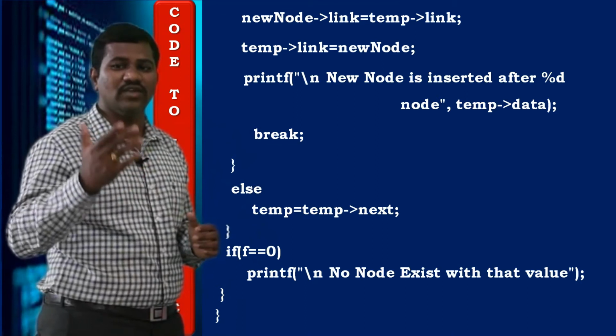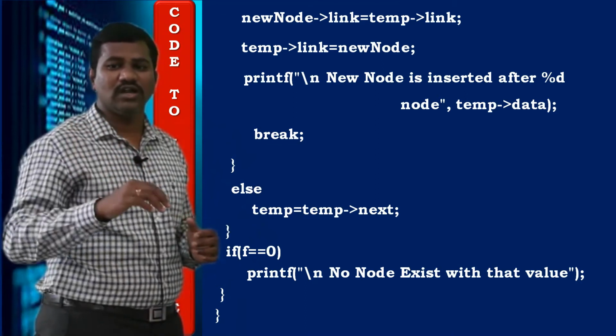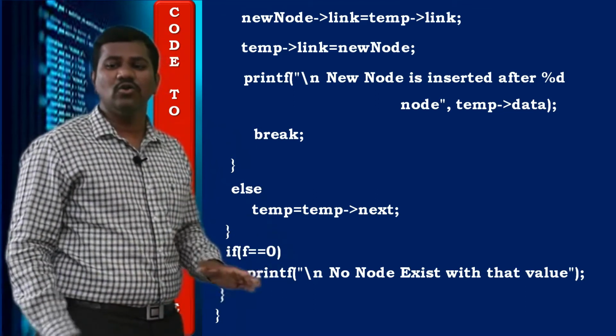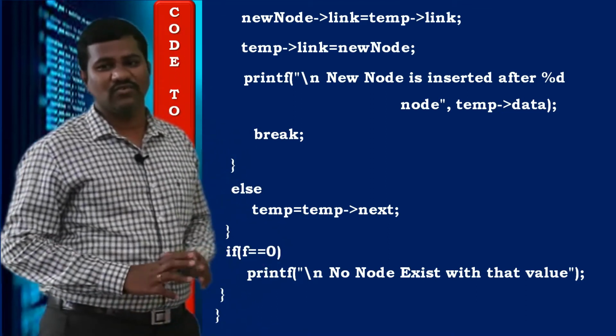We find that node, we enter into the if part, and we change the value of f from 0 to 1. So here the condition is going to be false. In this case, no node exists with that value. That was a message that we got, right?